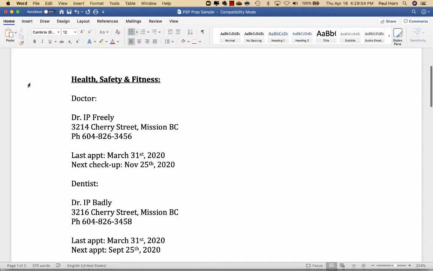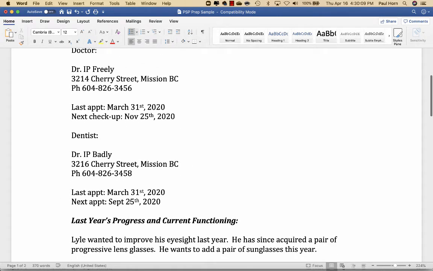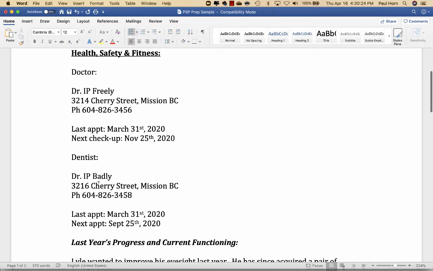So you'll see that we start with the heading for the section, and we identify the doctor and the dentist, their address and phone number, the date that we went to his appointment, and when the next checkup is scheduled for. And you can see that one's like 8 months away, and his dentist appointment is 6 months away. So usually that's the window we're talking about, 6 months to a year away. We're not talking about simply the next time that the person would go and get their prescription refilled. This portion is unique to this section of the report. You do not need to do anything like this in the other 4 domains.